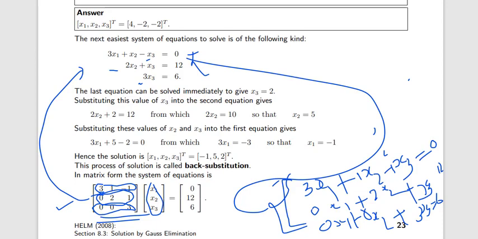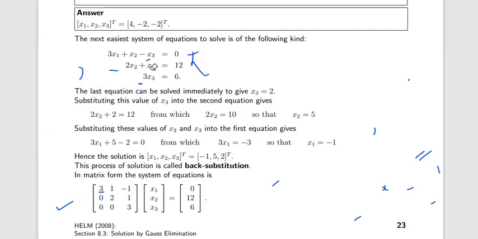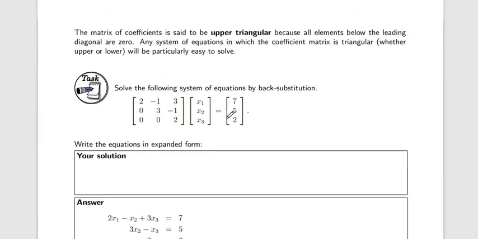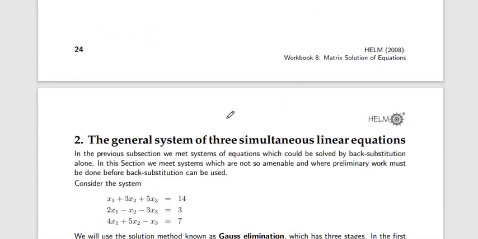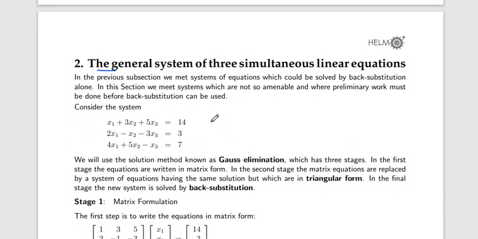Okay, so if we multiply these two matrices, then we will get the answer as a linear equation. Now this is the example of solving a simple linear equation. Now let's talk about a general system of three simultaneous linear equations. Okay, now it's a bit difficult to solve with a general method.